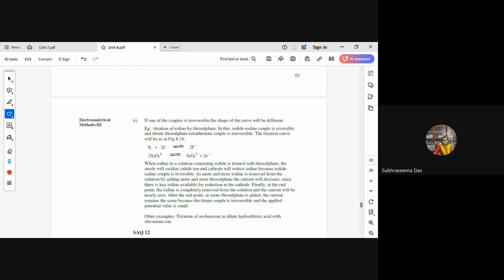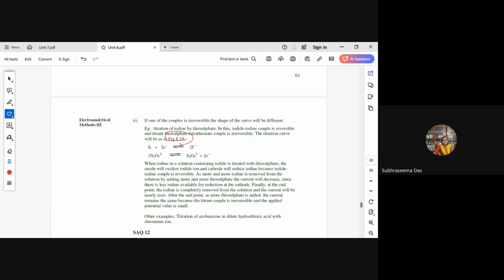If one of the couples in the process that we have used is irreversible, then the shape of the curve is different and it is represented in figure 8.18. The example is titration of iodine by thiosulfate. When this titration occurs, I2 takes up two electrons to form 2I-, and thiosulfate gives up two electrons to form S4O6 2-. When iodine solution is present, the anode is oxidized to iodide ion, and at the cathode it is reduced because the iodine couple is reversible.